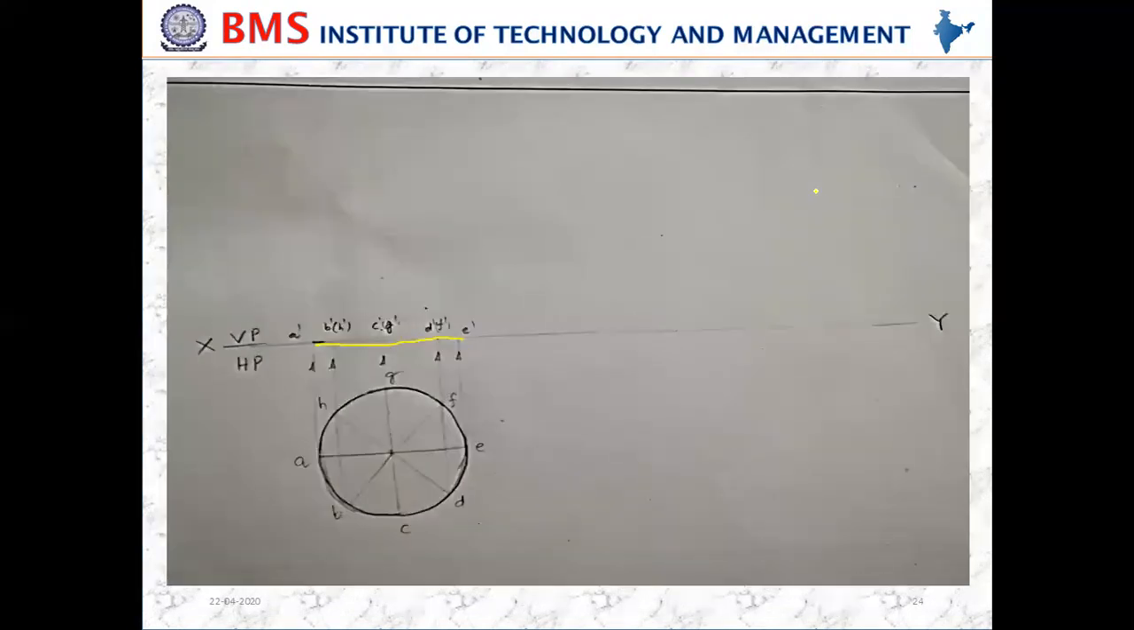So the lamina is made such that A dash is located somewhere here. After locating A dash, you need to draw a 45 degrees line. So this represents the 45 degrees line.